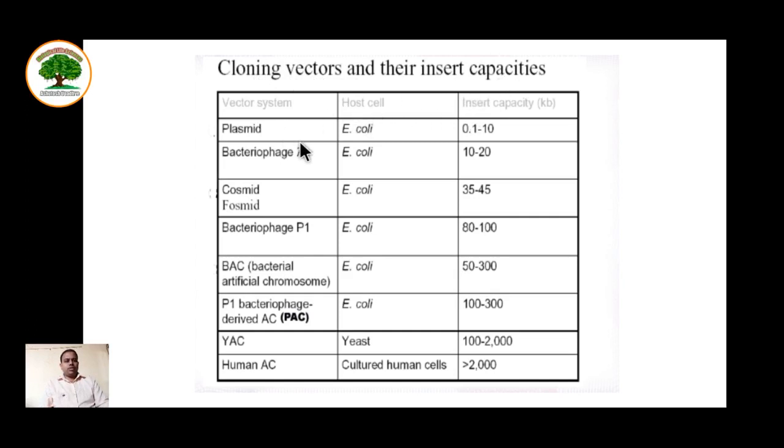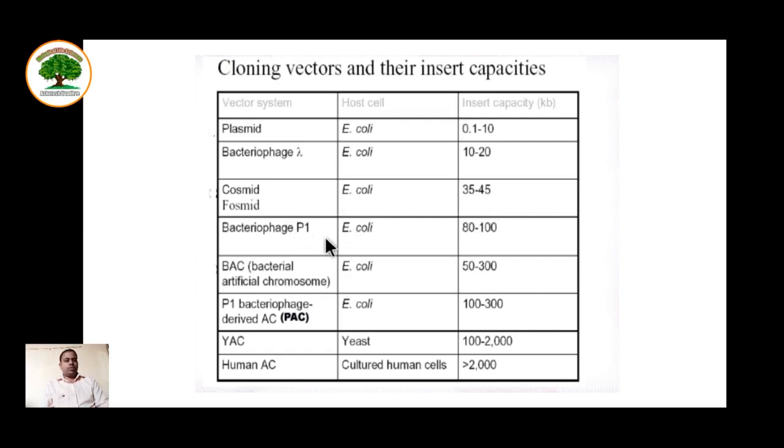In case of plasmid, whose host is E. coli, it can clone up to 0.1 to 10 kb of DNA. While in bacteriophage, that is lambda phage, it is able to clone about 10 to 20 kb of DNA. In cosmid and phasmid vectors, the length of DNA that can be cloned is 35 to 45 kb.